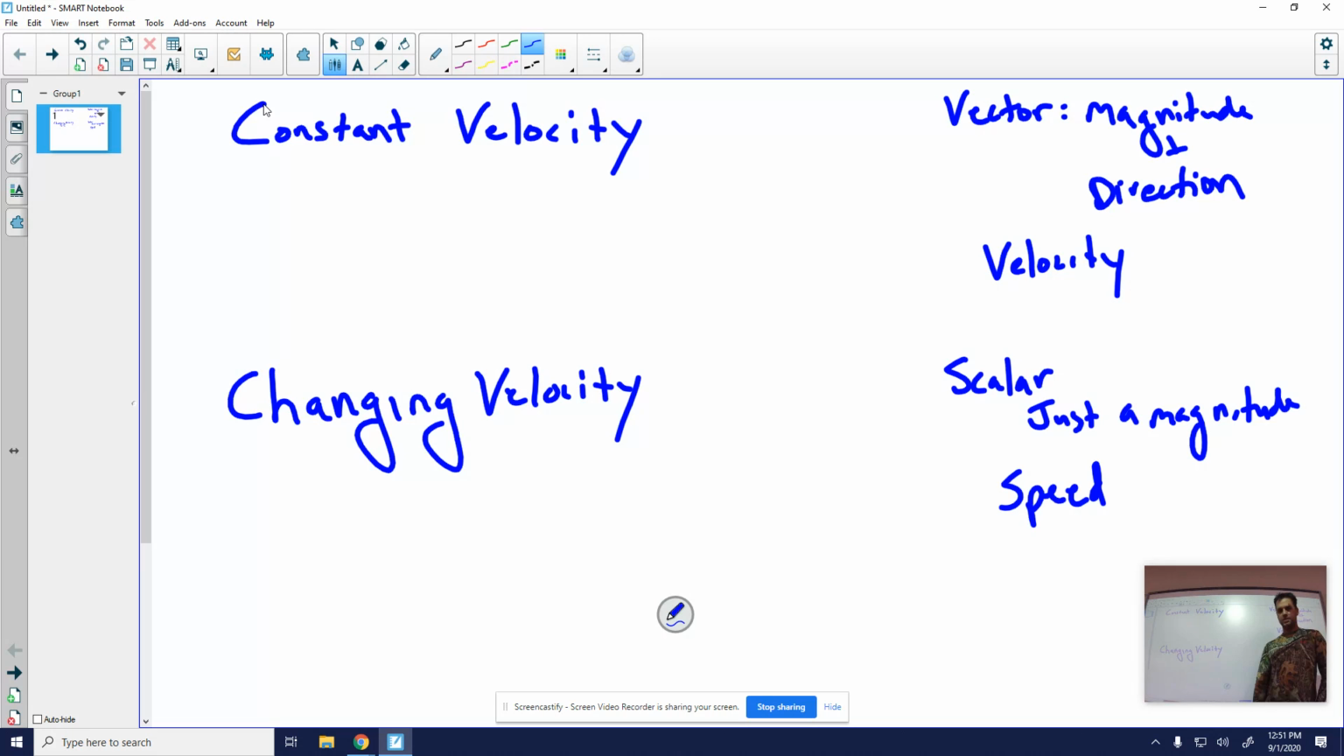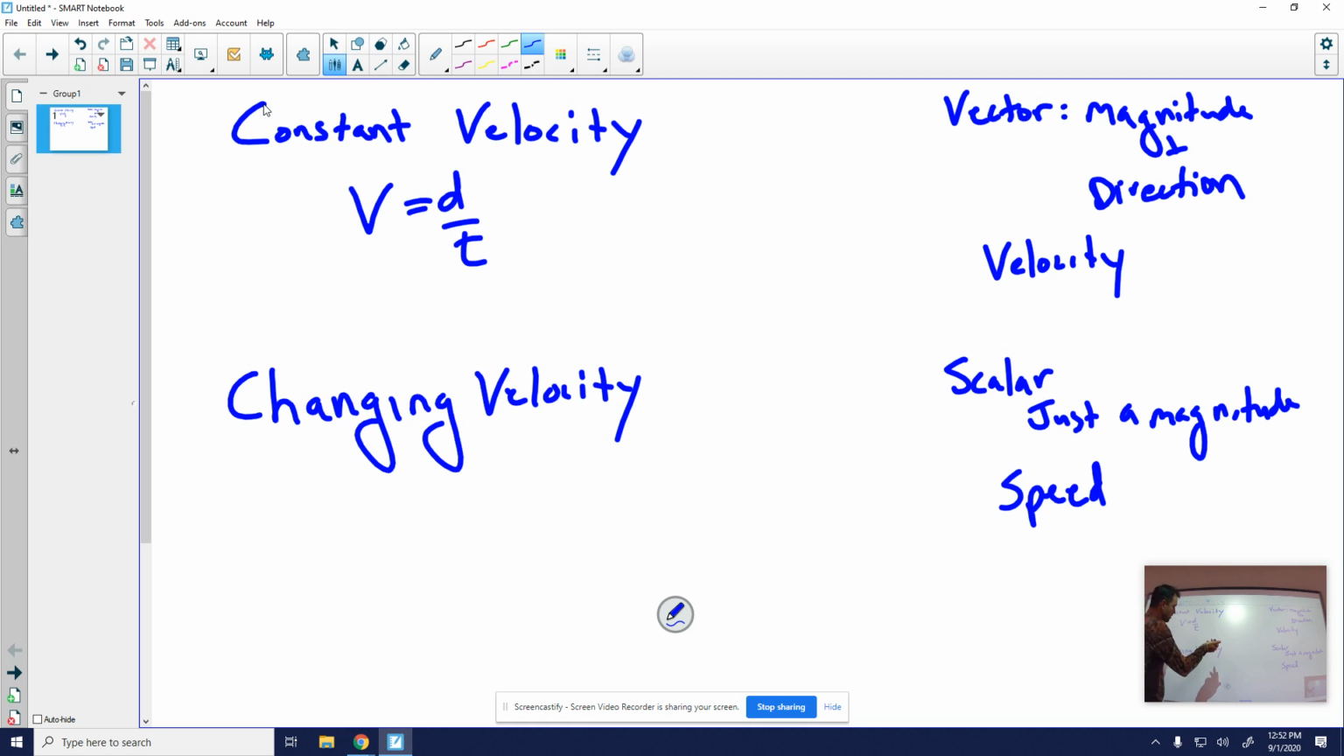Most of the time in this class, we're going to use the word speed and velocity interchangeably because we're going to be going in one direction, so our speed and our velocity will be the same, but they're not quite exactly the same. Okay, so for constant velocity, we only use the equation v equals d over t. It's the only equation we have for constant velocity, and it can mean speed or velocity, either one.